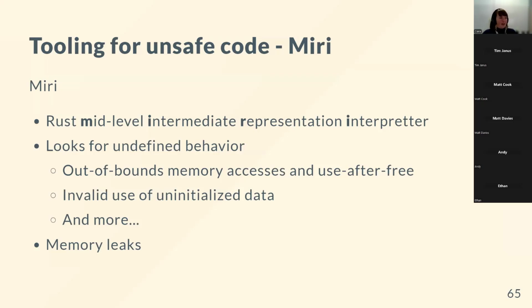But it can look out for undefined behavior such as out of bounds memory access, use after free, invalid use of uninitialized data, and more. And it can even look for memory leaks, which are not undefined behavior. They are completely reasonable in Rust, but Miri can look for them. It can look for objects that are still allocated at the end of your program.